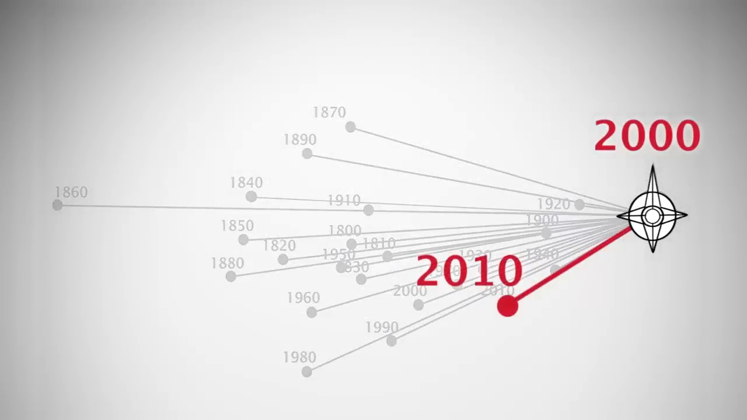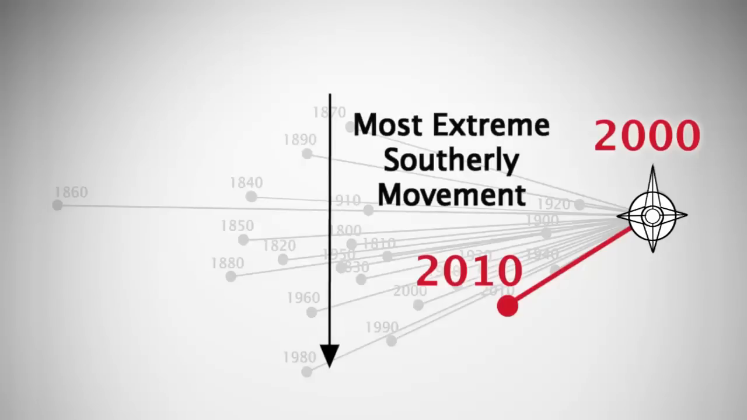The 4th shift of note is the most recent decade, from 2000 to 2010. The center of population has moved in a southerly direction in the most extreme way we've ever seen in our history. The southerly drift is attributed to the strong pull on the center from population growth in the Southeast, Georgia, Florida, and the Carolinas, as well as the growth of Texas.